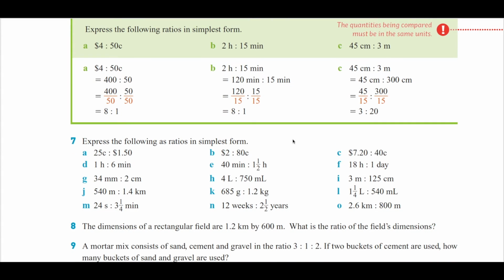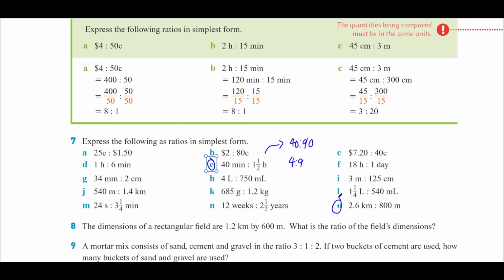Right, so let's just take a look at a few examples. Express the following as ratios in simplest form. So let's do E, okay? 40 minutes to 1.5 hours. So we want to convert from the hours to minutes. So if 1 hour has 60 minutes, how many minutes is 1.5 hours? So 1.5 hours should be 90 minutes, right? Because 1 hour is 60, half an hour is 30, so 1.5 is 90. So this would just become 40 to 90. Okay. Now you can either use a calculator to simplify this, or you can just do it in your head. I mean, this one is pretty easy. Just divide both sides by 10, you get 4 to 9. Right? And that's your answer.